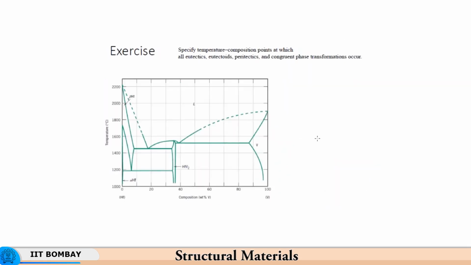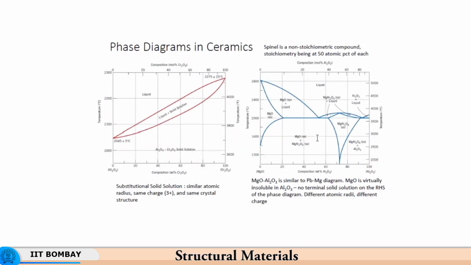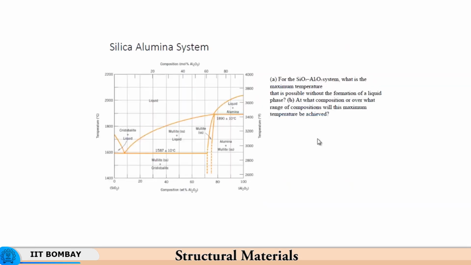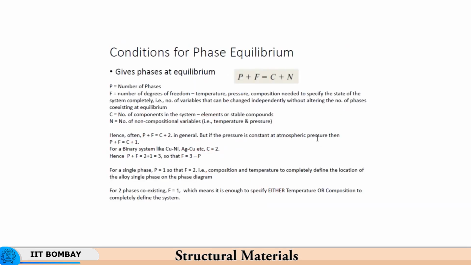We have seen congruent and incongruent phase transformations, and we have also seen the similarity between the phase transformation in ceramics as similar to metals. And now we come to the rule of phase equilibrium, where we define the number of parameters that can uniquely describe a system.